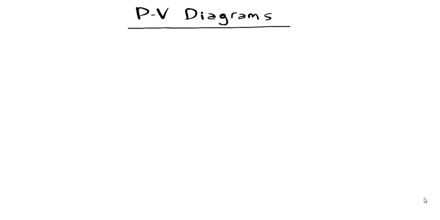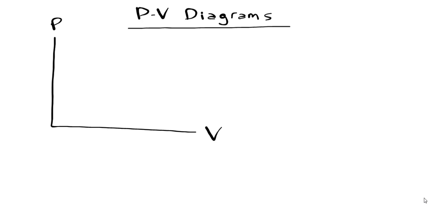Hello and welcome. We're going to take a look at PV diagrams. P and V are pressure and volume, and a PV diagram is essentially a chart where pressure is located on the y-axis and volume is located on the x-axis. One of the things that is useful about these is they're a visual way to track thermal processes, and you can actually get a lot of information off these diagrams.